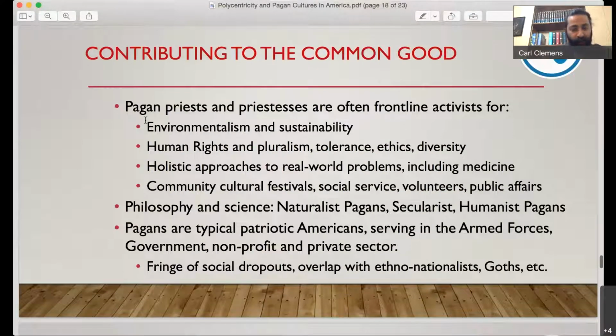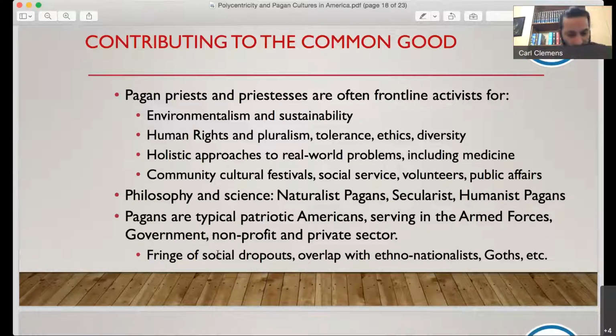So pagans are productive members of society. They're often stereotyped as being social dropouts or weirdos or even malevolent people, but that's not true at all. They serve in the armed forces, government, nonprofit, and private sector. They're the frontline activists in environmentalism and sustainability, human rights, pluralism, tolerance, ethics, diversity, holistic approaches to real world problems, including medicine, and also community festivals, cultural festivals, social service, volunteering, and public affairs.